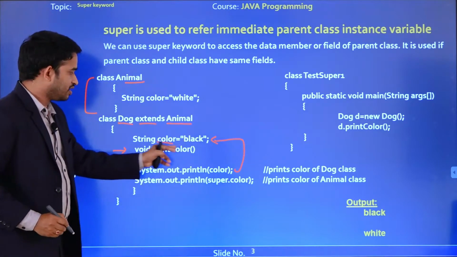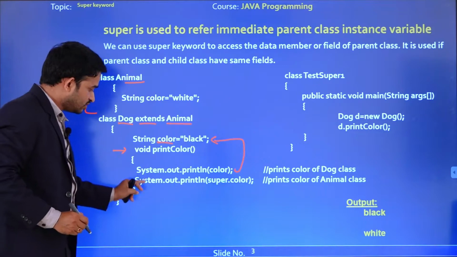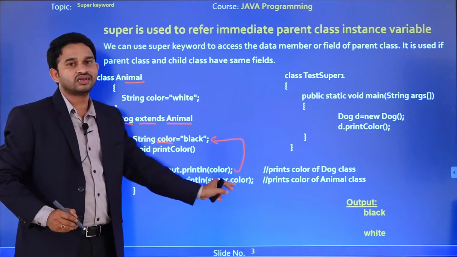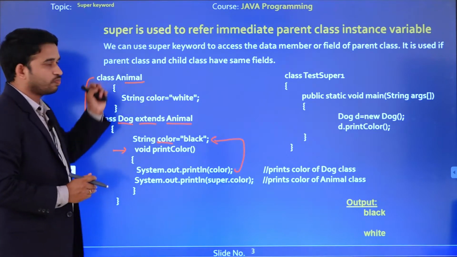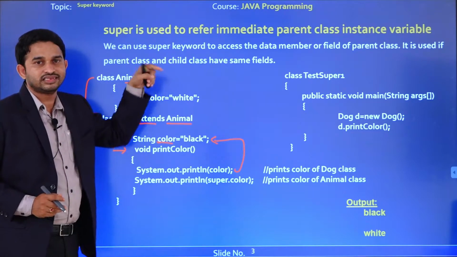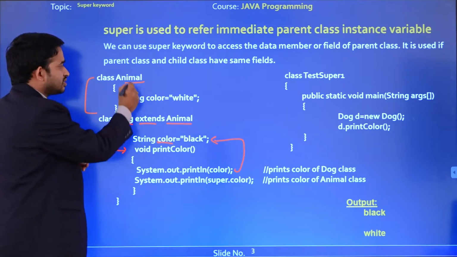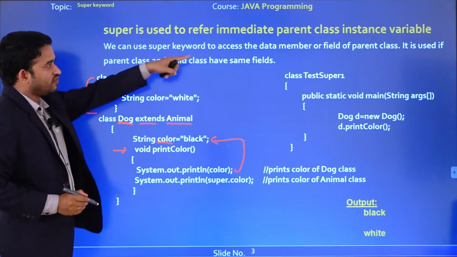Okay, black. Why? Because this is a local variable to the particular class. Here, next one, System.out.println(super.color). So, what is the purpose of the super keyword? It is used to refer to the immediate parent class instance variable. For this subclass, what is the immediate parent class? Animal.